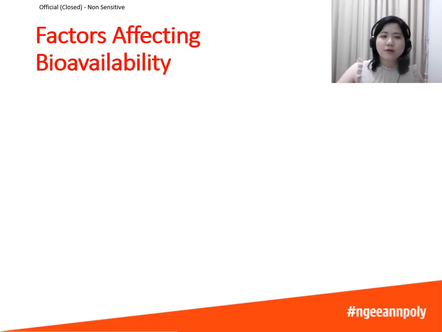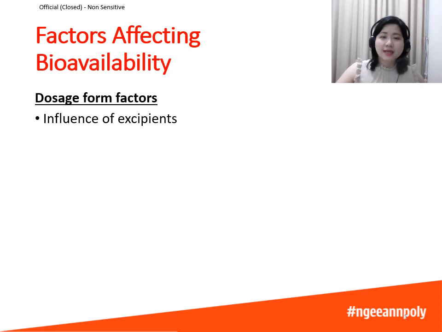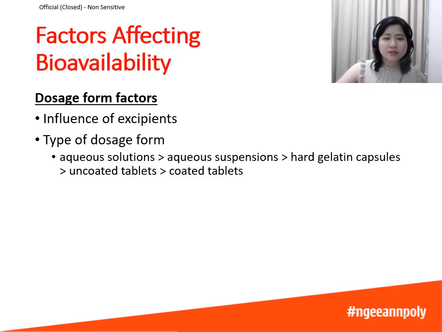The dosage form also affects bioavailability. Excipients can affect how the drug is released and therefore affect bioavailability. Different types of dosage forms also have different bioavailabilities. In general, aqueous solutions will be absorbed the fastest, followed by aqueous suspensions, hard gelatin capsules, uncoated tablets, and then coated tablets.